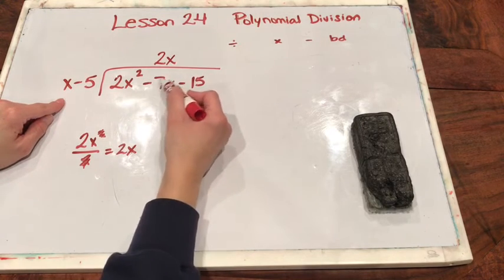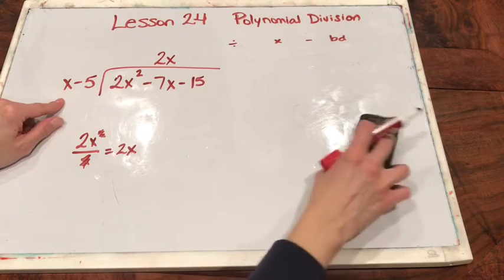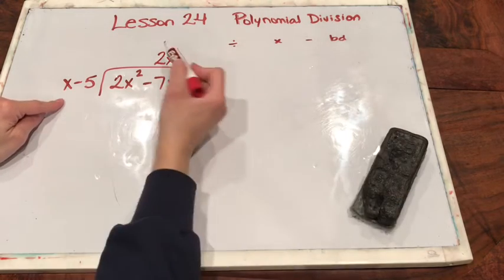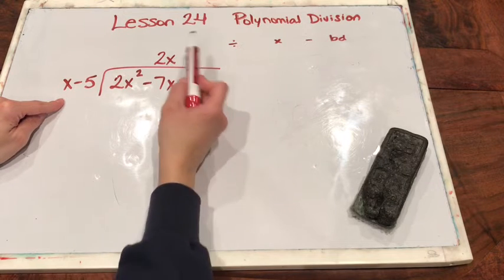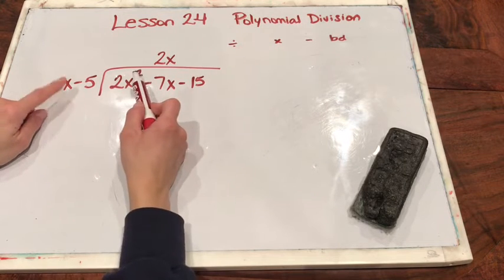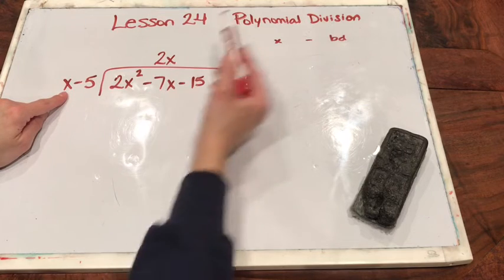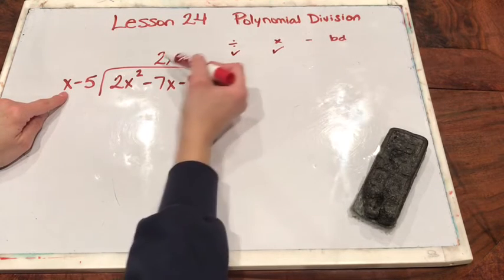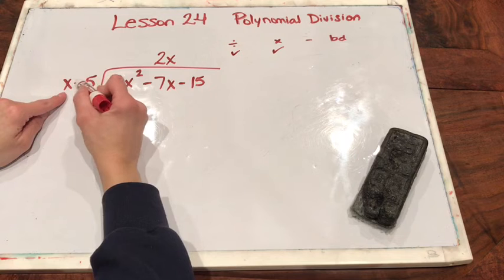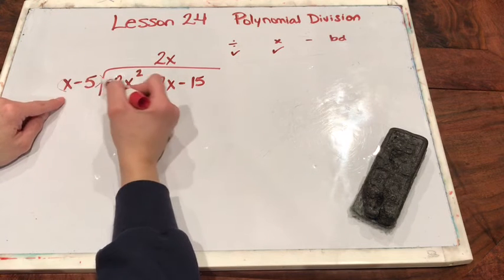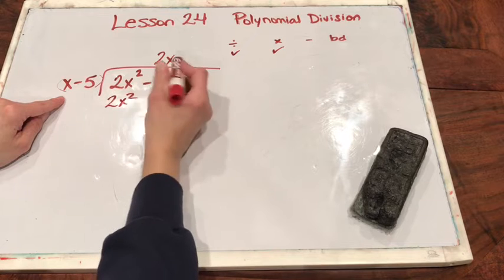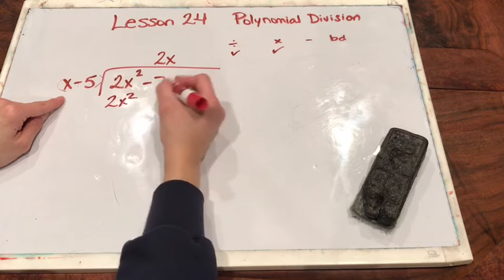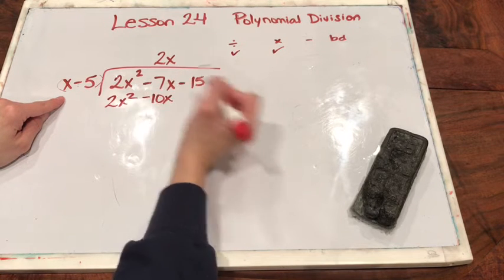Now, if you notice, I put it above the x value just to line it up. It's not a huge deal if you put it over here, but I just like to line mine up. So I divided 2x squared by x, and I got 2x. Now I'm multiplying. 2x times x minus 5. So this is where you do use the whole thing. 2x times x is 2x squared, and 2x times negative 5 is negative 10x.